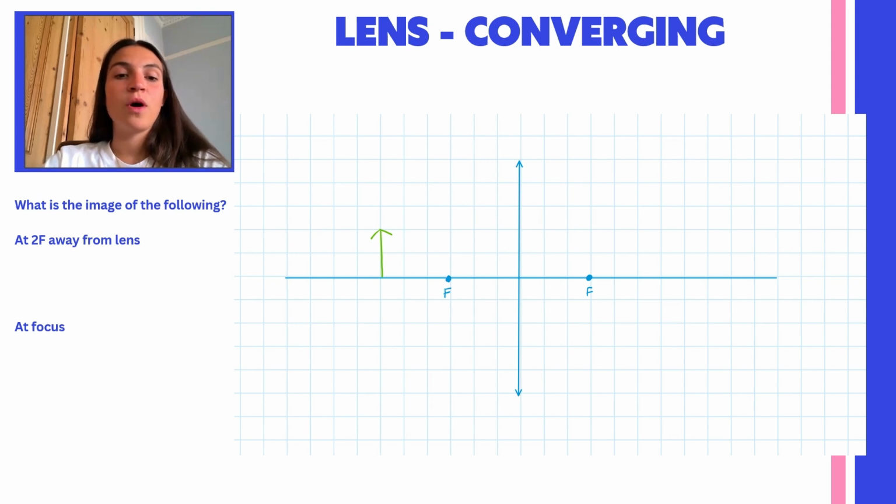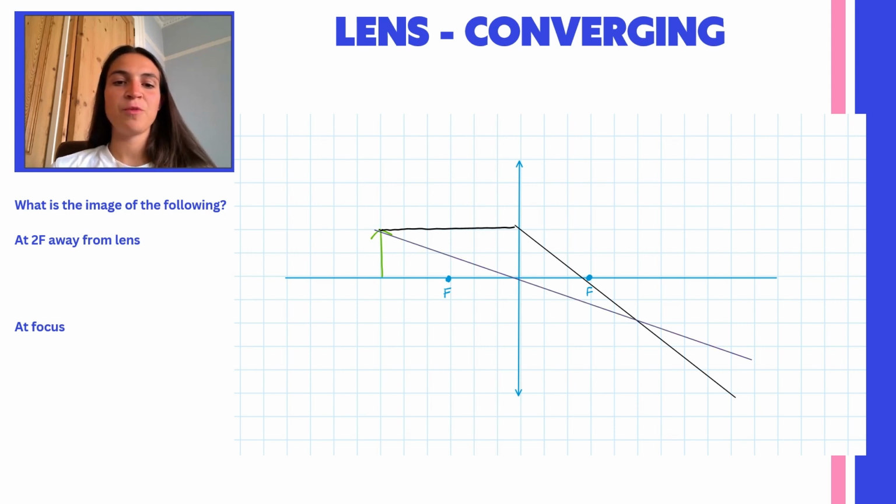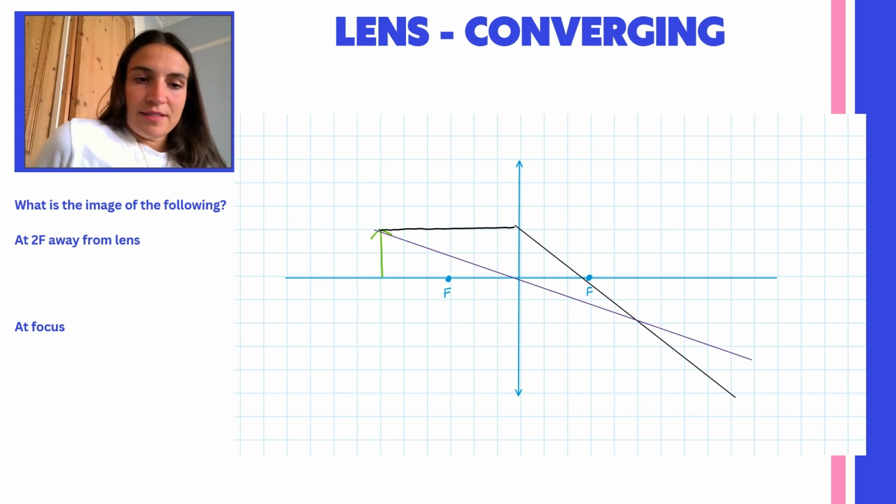So the first one, I'm going to draw all of these from the top of my object, and it's going to go parallel to the horizontal to the lens like that. Then as it goes through the lens, it's going to bend such a way that it's directed through the focus on the other side like that. Okay, so that's my first one. My second one is a line that goes just diagonally right through the center of my lens. So from the top of my object through, and draw that line all the way down to the other side.